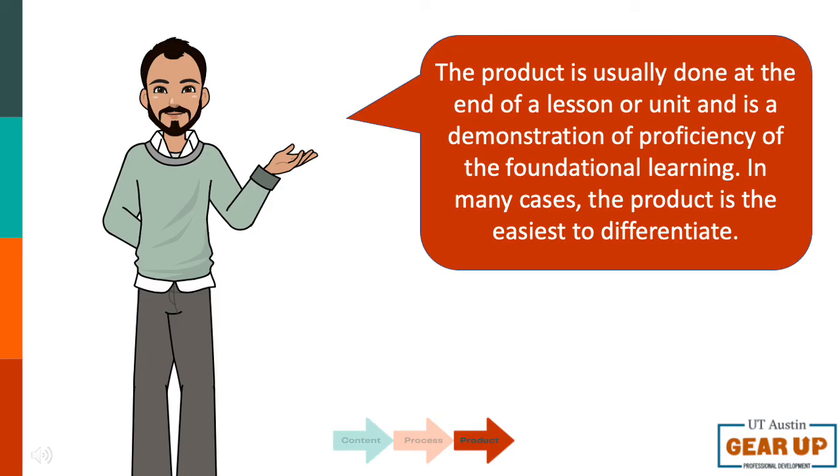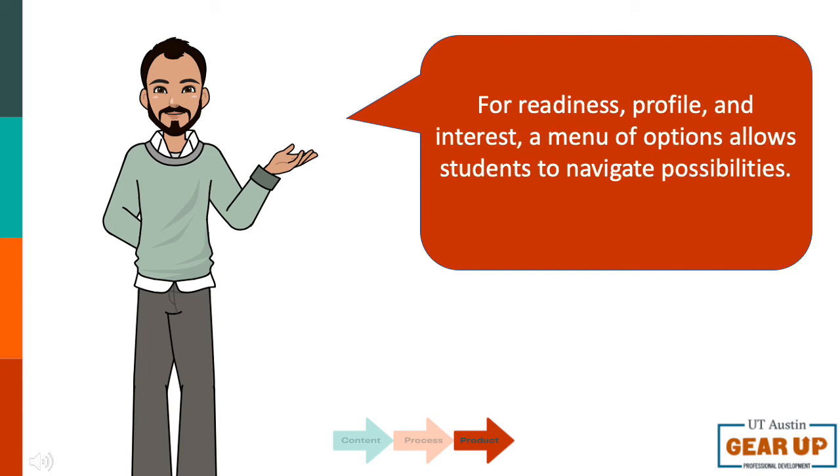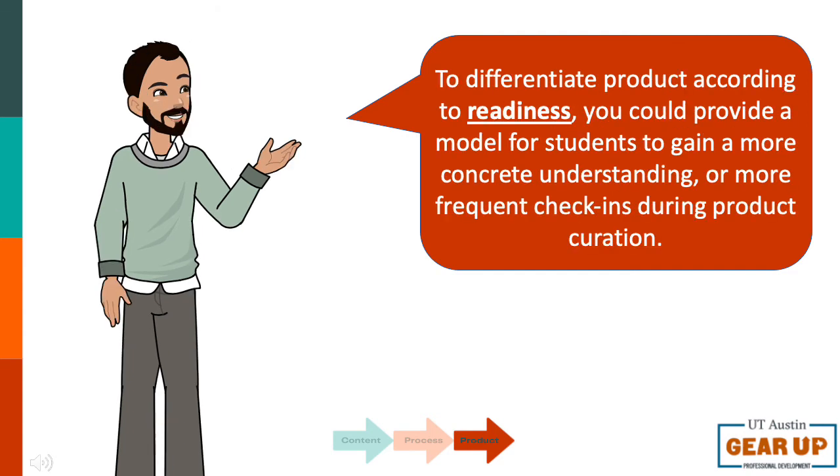The product is usually done at the end of a lesson or unit and is a demonstration of proficiency of the foundational learning. In many cases, the product is the easiest to differentiate. For readiness, profile, and interest, a menu of options allows students to navigate possibilities. To differentiate product according to readiness, you could provide a model for students to gain a more concrete understanding or more frequent check-ins during product curation.